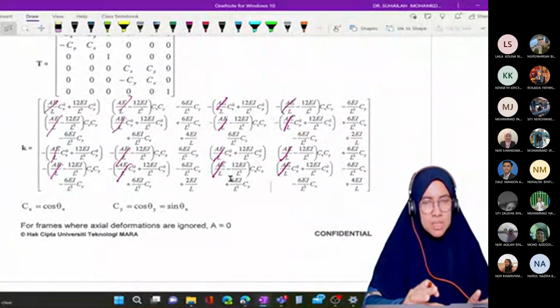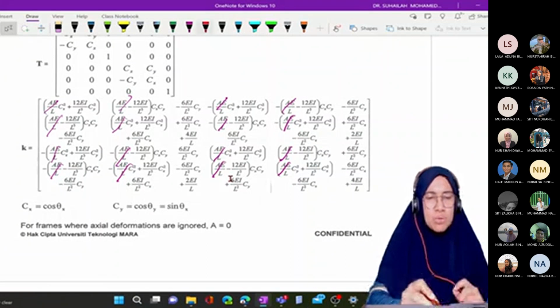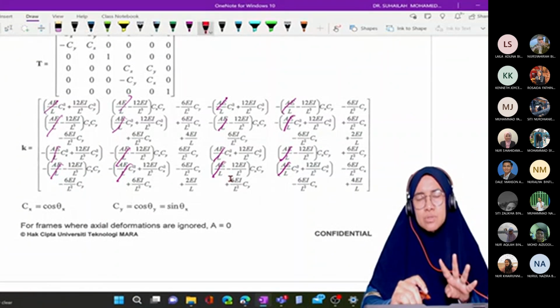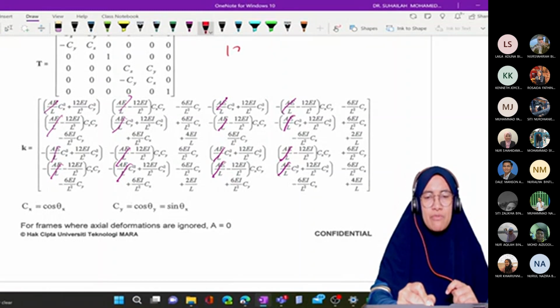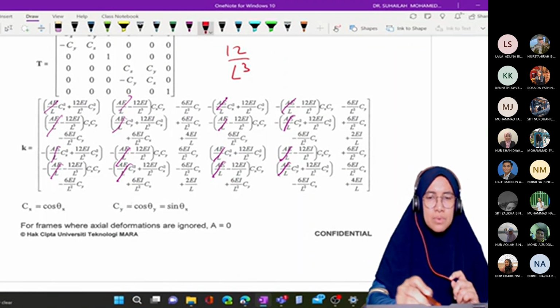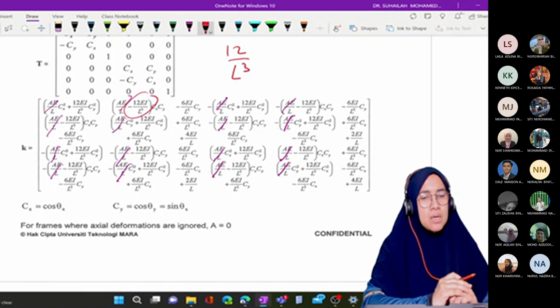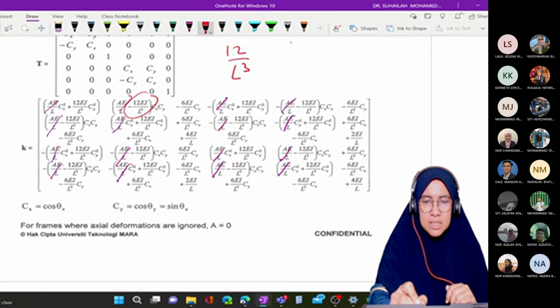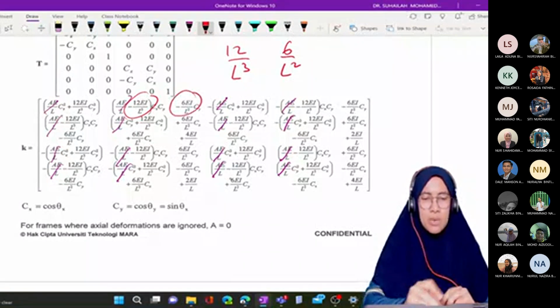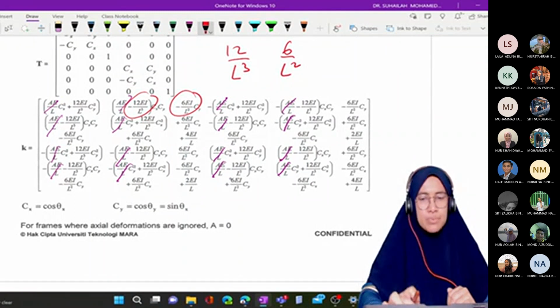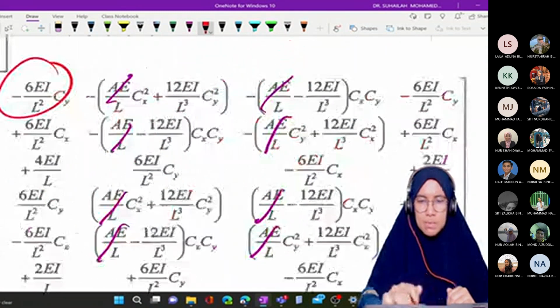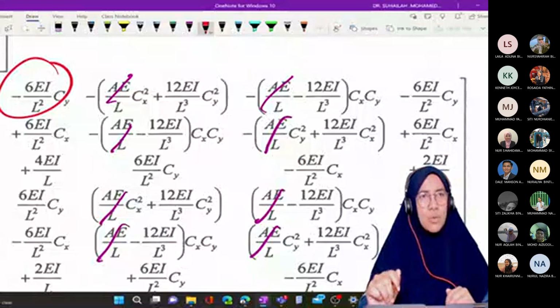okay, EI will be constant. So we only have 4 values in this matrix to be calculated. It is 12 over L cube. We get from here. Okay, and then we get 6 over L square. This one. And then we get 12 over L cube. Similarly 12 over L cube, 12 over L cube, 6 over L square.